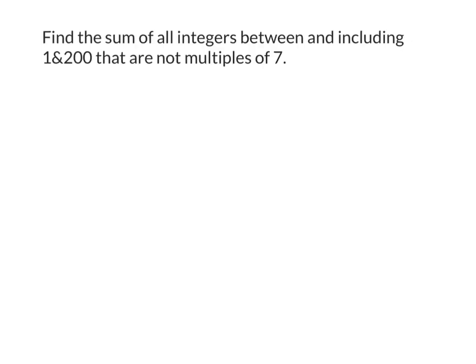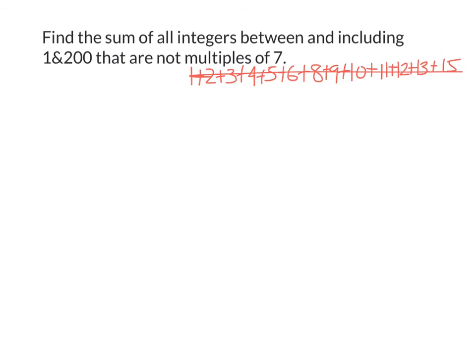We're now going to find the sum of all integers between and including 1 and 200 that are not multiples of 7. So what I really want to do is find 1 plus 2 plus 3 all the way up to 200, but I don't want to include numbers like 7, so I skip 7, and of course I don't want to include numbers like 14 either. If I write it out like this, it's just going to take way too long. I need another way to do it.